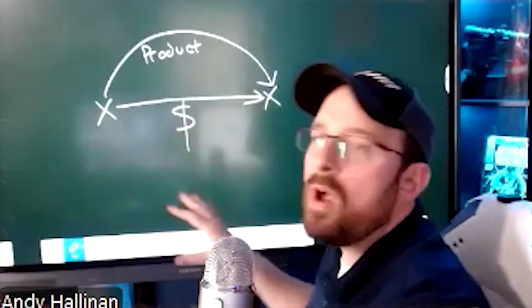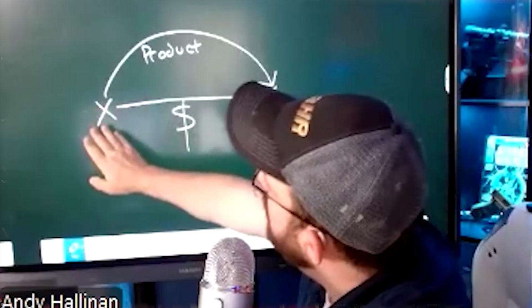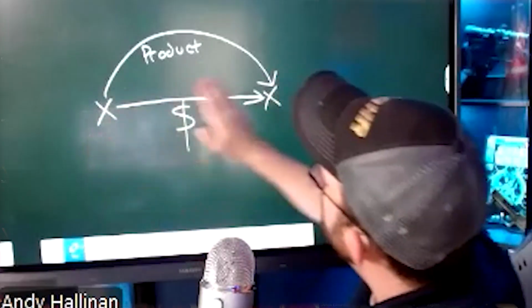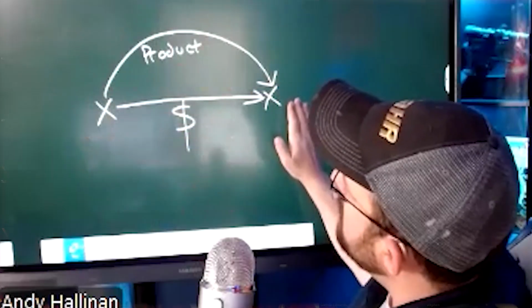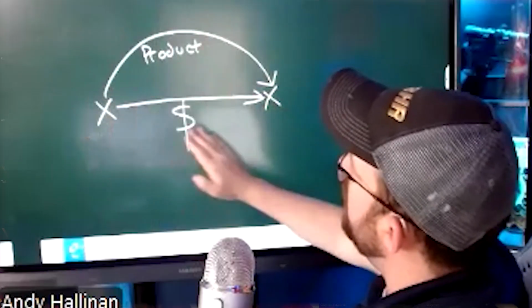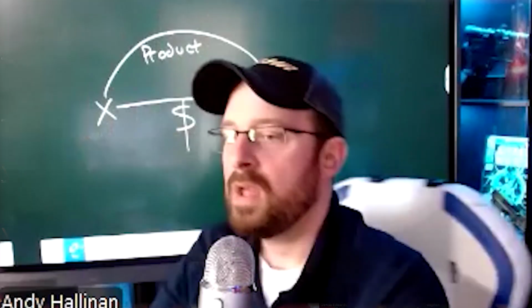This is our model for sales: this is where they are now, this is where they're going to be. The product is what gets them there, and the distance from start to finish is how much money you can charge.